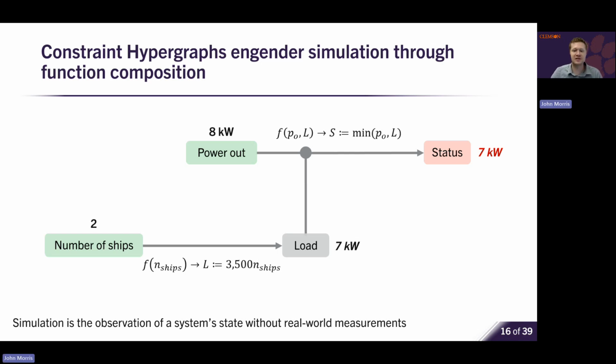So for instance, if I want to know the status of my dock, maybe I can't observe how much power it's currently receiving. I can go through and simulate it by chaining together things that I do know. For instance, if I know the power out of the generators or how many ships are stored at the dock, I can say the number of ships constrains the load or the demand of that dock to be 7 kilowatts. And I know the power out, and those combined together constrain the status of the dock to be receiving 7 kilowatts. So because I have these combinations of values, because I'm able to take these edges and wire them together, I'm able to end up with these simulations.